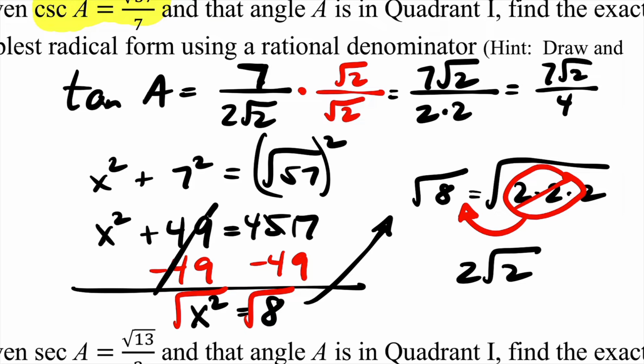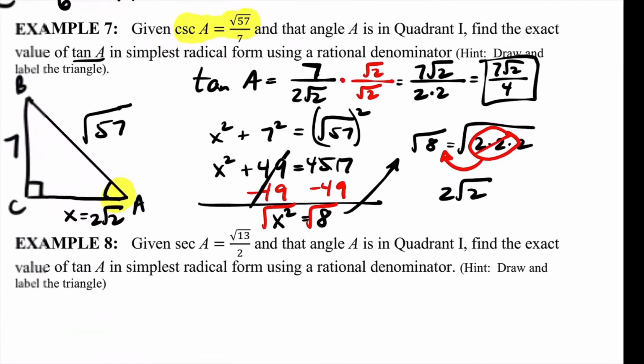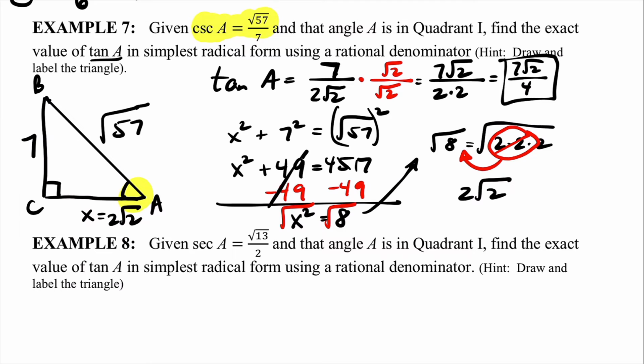Can I cancel out the 2 and the 4? No, I can't do that because the 2 has a square root. I could for the 7 and the 4, but they don't share anything in common besides 1. So you're done. You are done. All right.